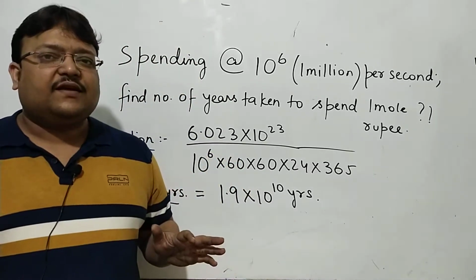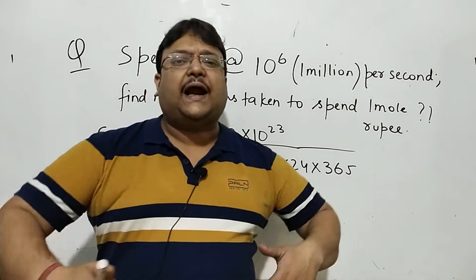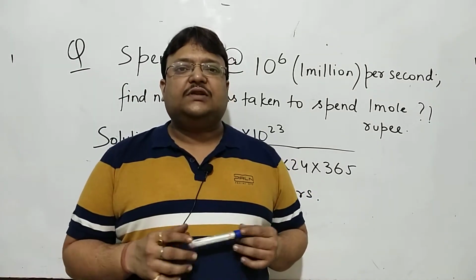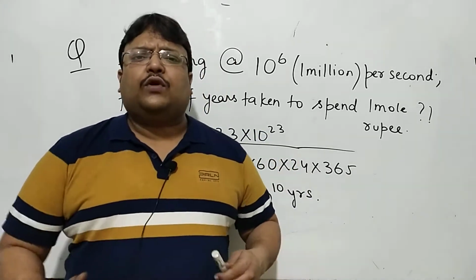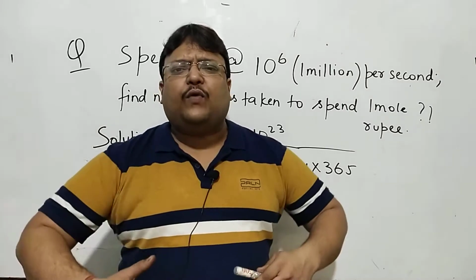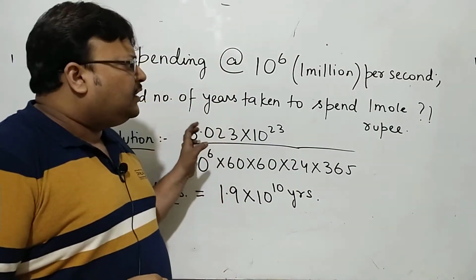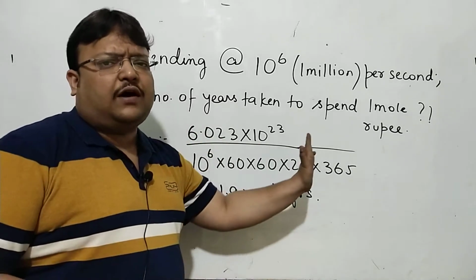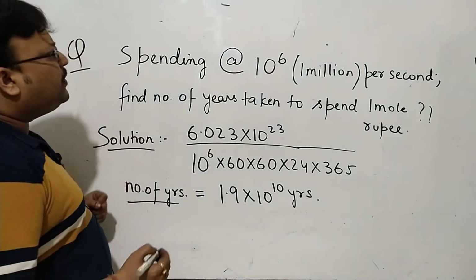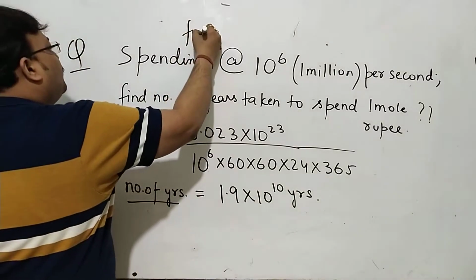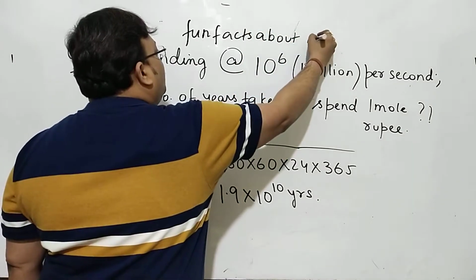So, in terms of money, in terms of practical objects around, this is a very big number. And if you want to get more acquainted with some amazing facts about this number, it would take a lot of time even writing 23 zeros after 1. What you can do is, you can Google fun facts about mole.